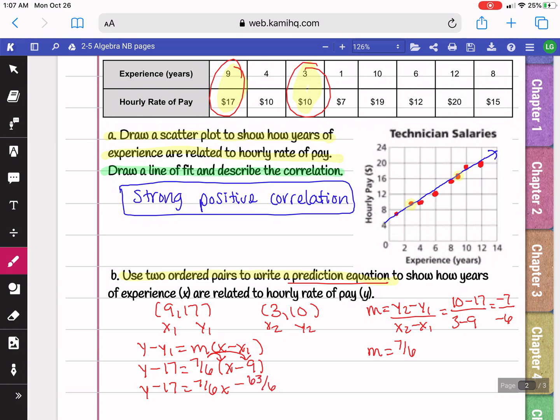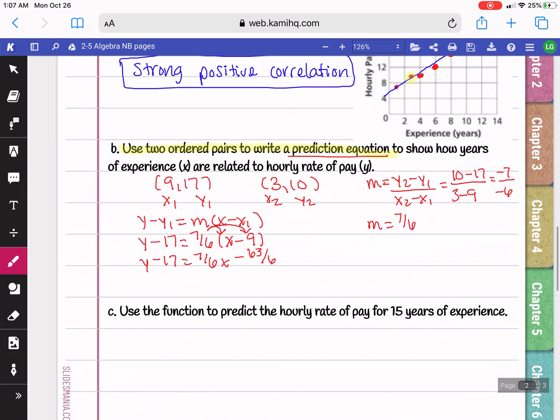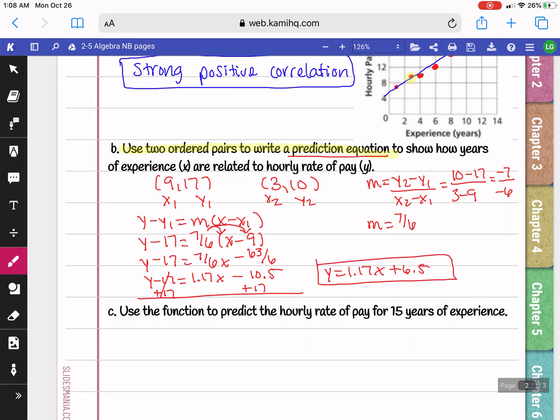I'm going to actually change these to decimals just because I'm going to be using this to predict, so the fractions might get in my way. So I have y minus 17 equals 7 over 6 comes out to about 1.17. And 63 divided by 6 comes out to about 10.5. So now I can add 17 to both sides. If I do negative 10.5 plus 17, that comes out to positive 6.5. So now I have a prediction equation I can use.